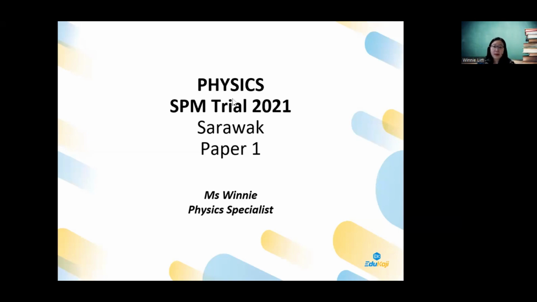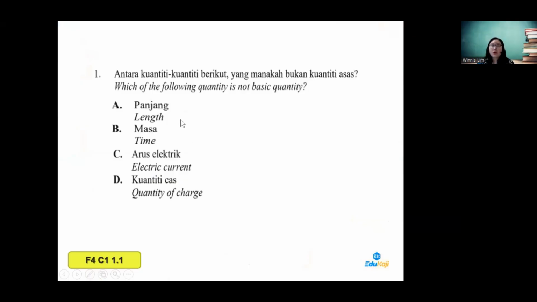Physics SPM Trial 2021 Sarawak Paper 1. Let's look at question 1. Question 1 is from Chapter 1, Measurement. Which of the following quantities is not a basic quantity?